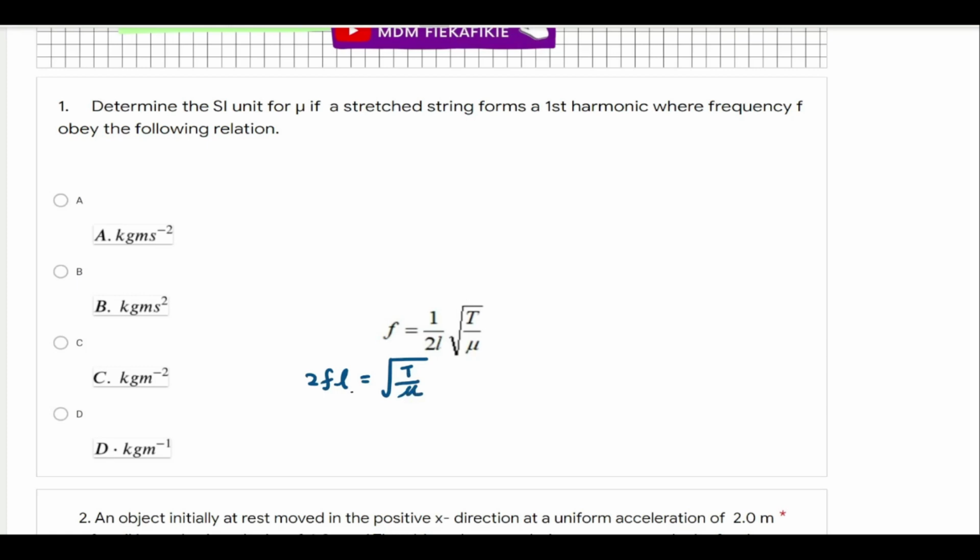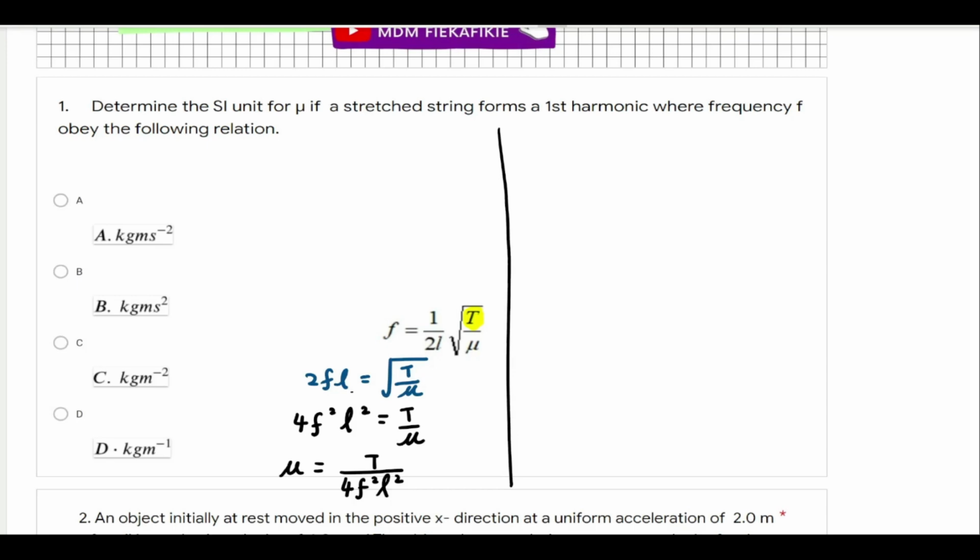Okay, so always remember that T is the tension. Tension adalah sejenis force, kan? Tension adalah force lah. So sekarang kita rearrange that equation. We take the square of both sides in order to cancel the square root. So 4F squared L squared is equal to T over mu. So mu is equal to T over 4F squared L squared.